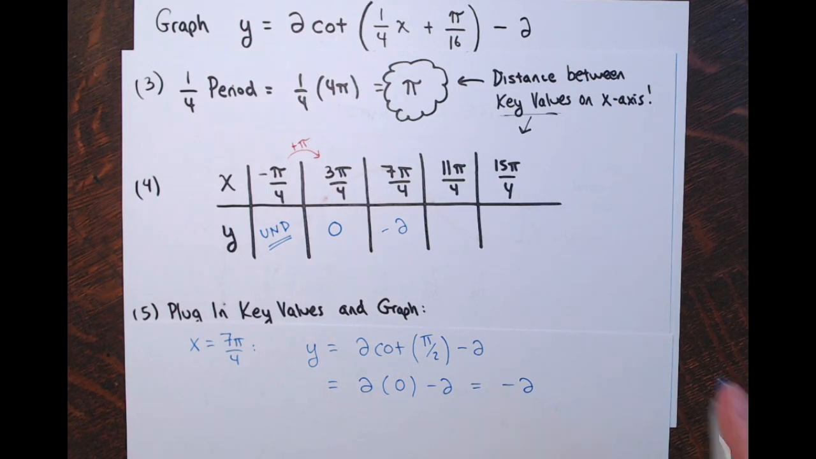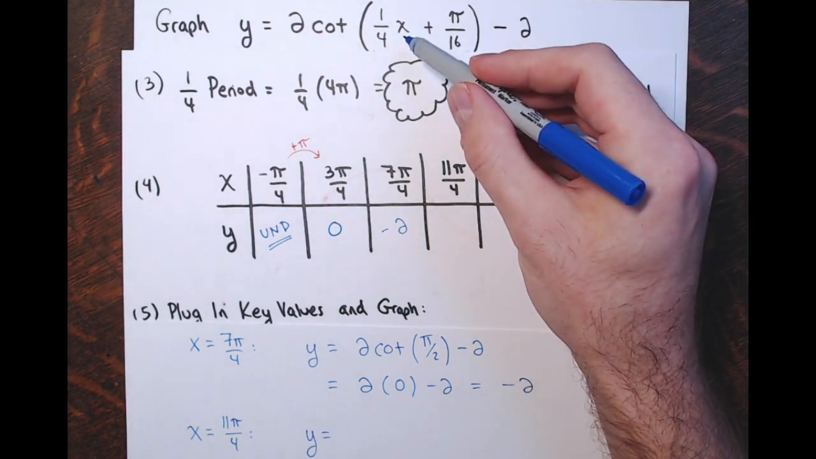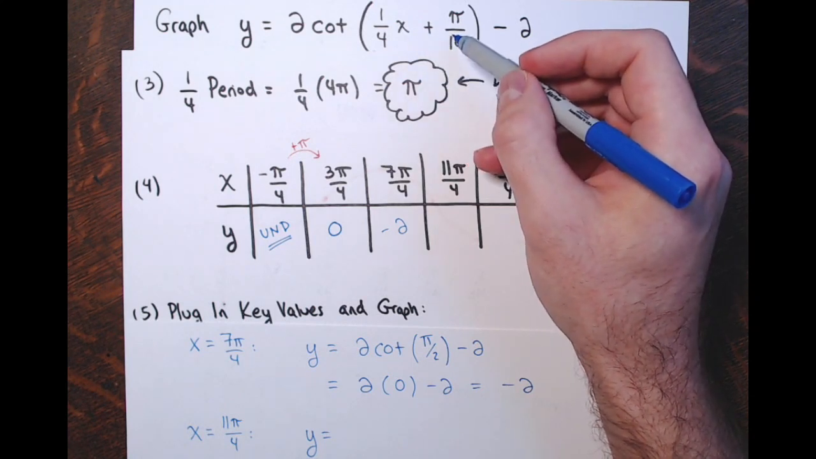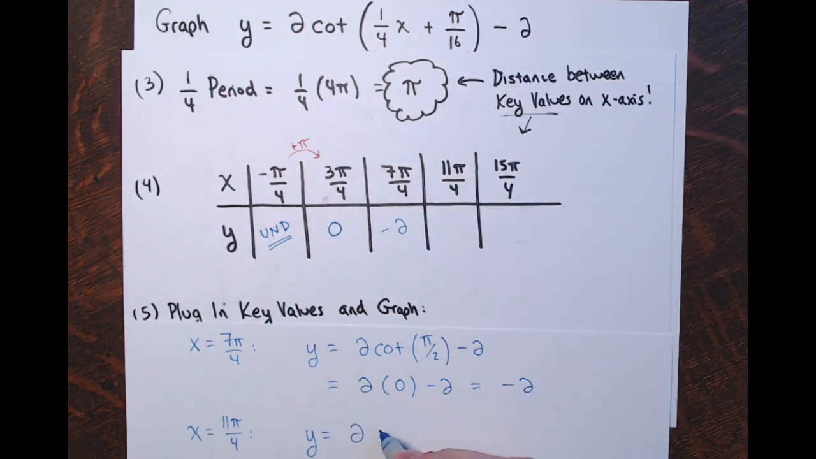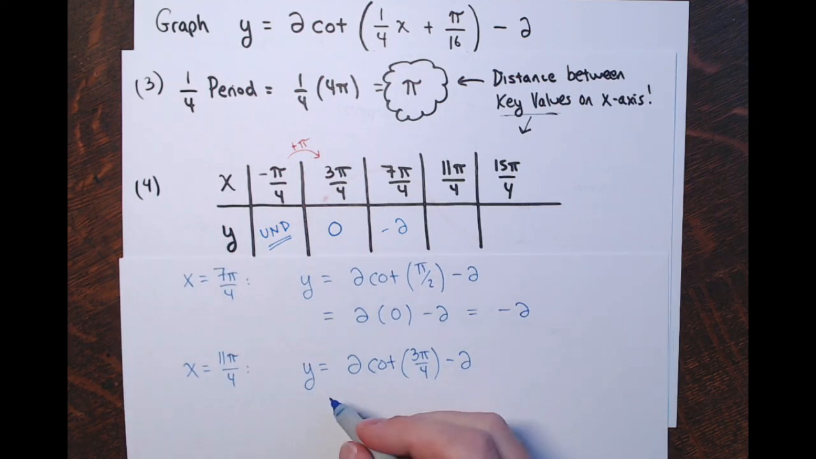All right. The next one, x equals 11 pi over 4. And plug that in for x. Now, a quarter of 11 pi over 4 would be 11 pi over 16. Plus pi over 16 would be 12 pi over 16. And 12 pi over 16 reduces to 3 pi over 4. So we have 2 times the cotangent of 3 pi over 4, then minus 2. And again, we saw this on my graph earlier. The cotangent of 3 pi over 4 is negative 1. And 2 times negative 1 is negative 2, minus 2 is negative 4.